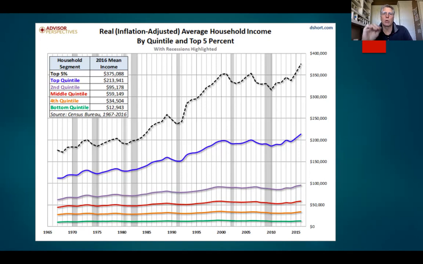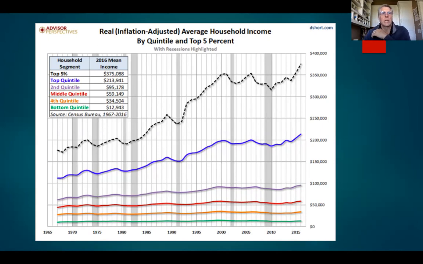Okay, so these are called quintiles. Now take the black dotted line out, because the black dotted line is the top 5%. But the blue line is the top quintile, and a quintile is 1/5. So you have an equal number of households: 20% in the top quintile, 20% in the second, 20% of the households in the middle, 20% in the fourth quintile, and then 20% in the bottom quintile.